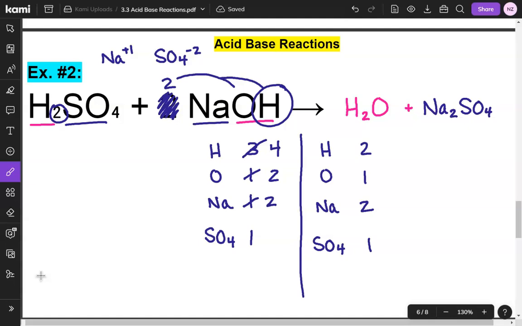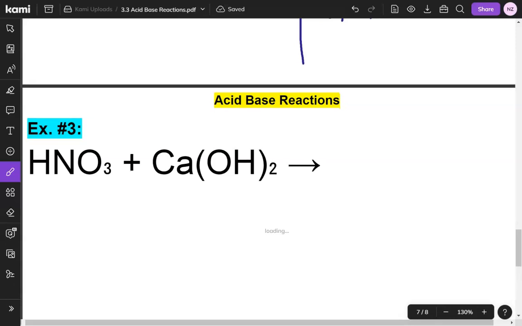To balance the right side, I'm going to put a 2 right here. That'll multiply my hydrogens to 4. That'll make my oxygen 2. All right, there we go. Hate it when I give the answer beforehand.